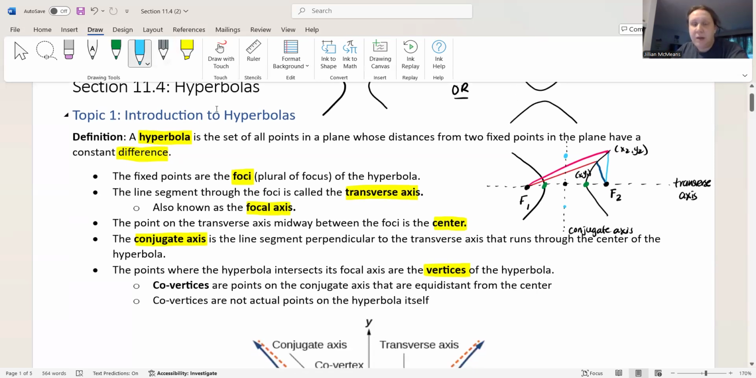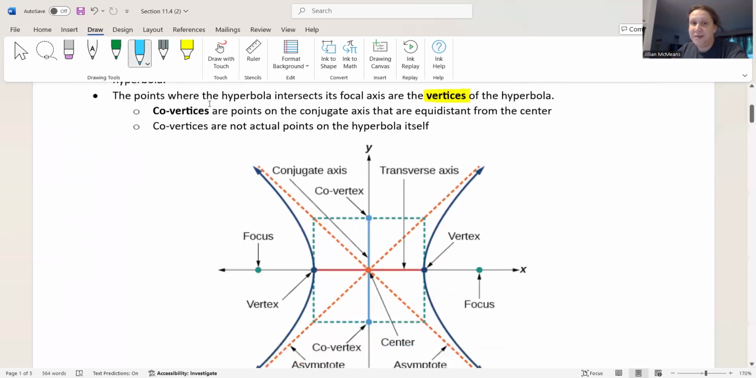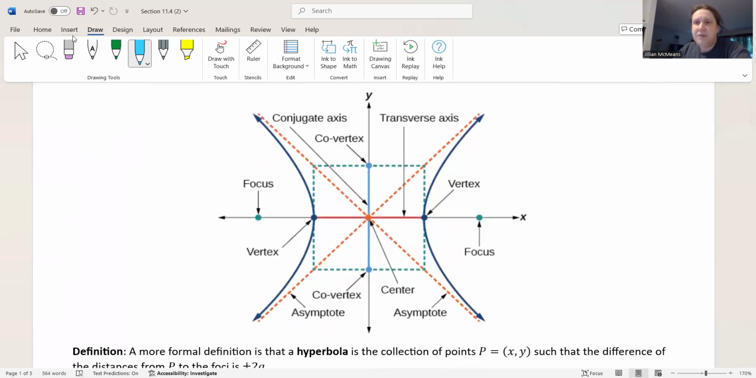As a recap, let's look at a very busy drawing. You can see these navy blue lines that represent the actual hyperbola. You can see the vertex points, the focus points, the co-vertex points, and the center. What I want to show you here with the co-vertex points is hopefully you can see that they've created this rectangle here.